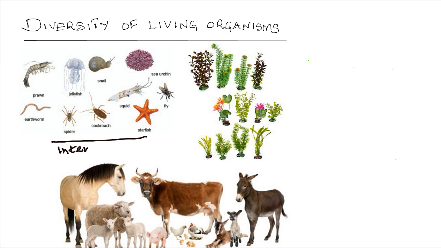If we look at this example here, we have examples of different types of living organisms from the invertebrates. These are invertebrates, that is, they lack a backbone. These are animals without a backbone. We have the sea urchin, fly, snail, jellyfish, prawn, earthworm, spider, cockroach.